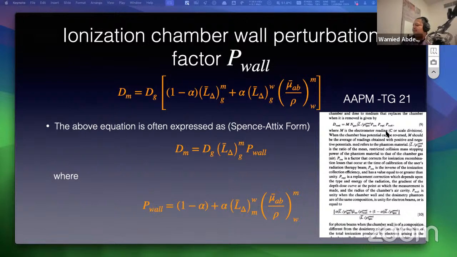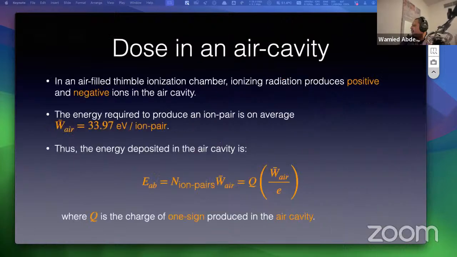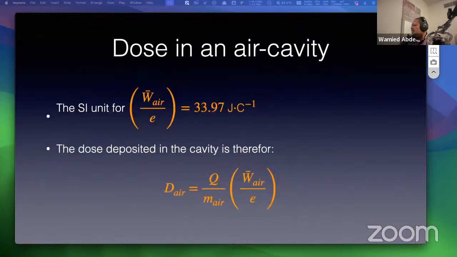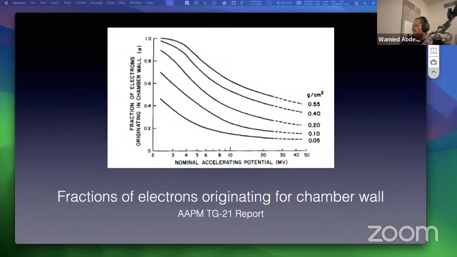But in the newer NDW based protocol, we only need to take one factor, the K sub Q. And we will actually derive that K sub Q. We will understand more and more what it actually means. So I'm going to stop here today and continue from there. We're going to talk about how to get the dose in the air cavity and then define this N-gas and other perturbation factors and so on. Okay.